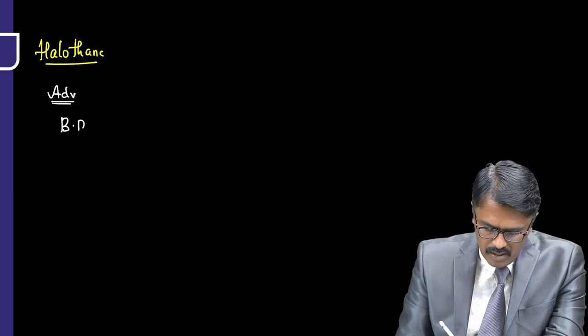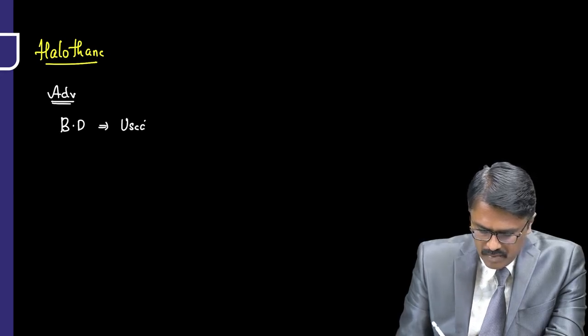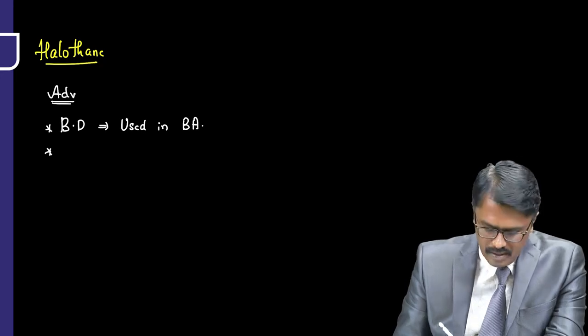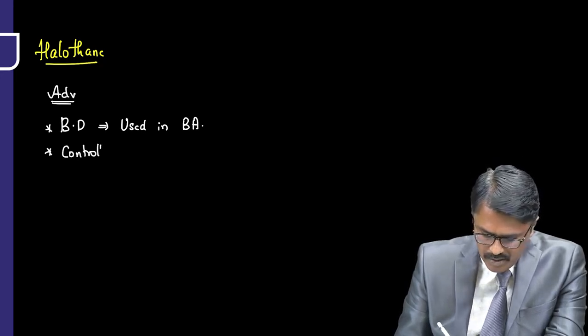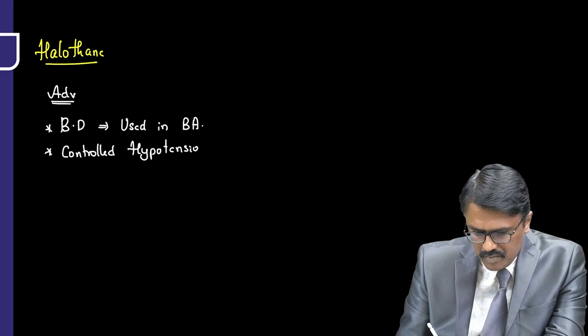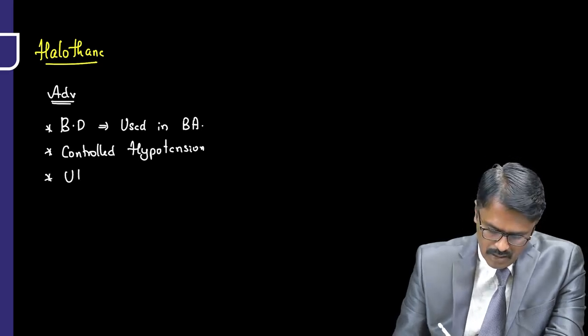So these are the disadvantages of nitrous oxide. Now moving on to another drug, the name is halothane. Let us discuss the advantages of halothane. The advantage of halothane is it's a very potent anesthetic. That means you require less MAC. It's a bronchodilator, so you can use it in bronchial asthma patients. And it can produce controlled hypotension. And it's a very good uterine relaxant.